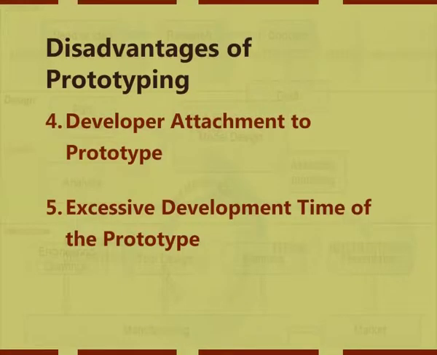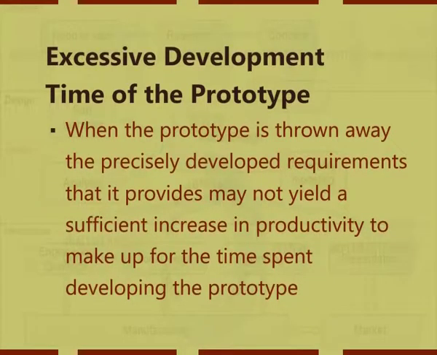Fifth, excessive development time of the prototype. A key property of prototyping is the fact that it is supposed to be done quickly. If the developer loses sight of this fact, they very well may try to develop a prototype that is too complex. When the prototype is thrown away, the precisely developed requirements that it provides may not yield a sufficient increase in productivity to make up for the time spent developing the prototype. Users can become stuck in debates over details of the prototype, holding up the development team and delaying the final product.